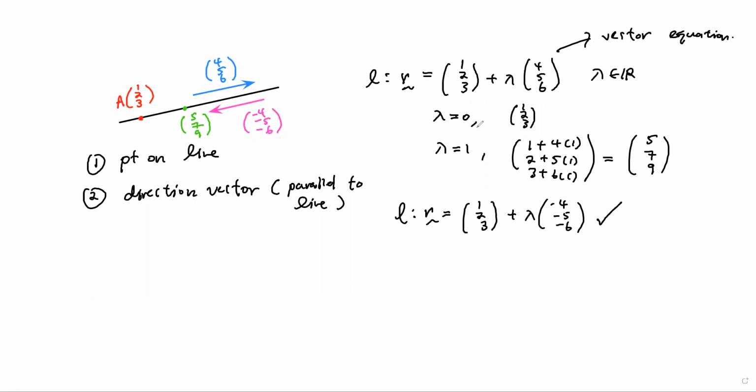You might also ask, we need a point on the line and the direction vector. Earlier I used point A, (1, 2, 3). What if I were to use (5, 7, 9)? It's perfectly okay. Instead of using (1, 2, 3), I could have used (5, 7, 9). And for the direction vector, I could use either (4, 5, 6) or (-4, -5, -6). It doesn't matter. At the end of the day, it's going to give you the same answer.